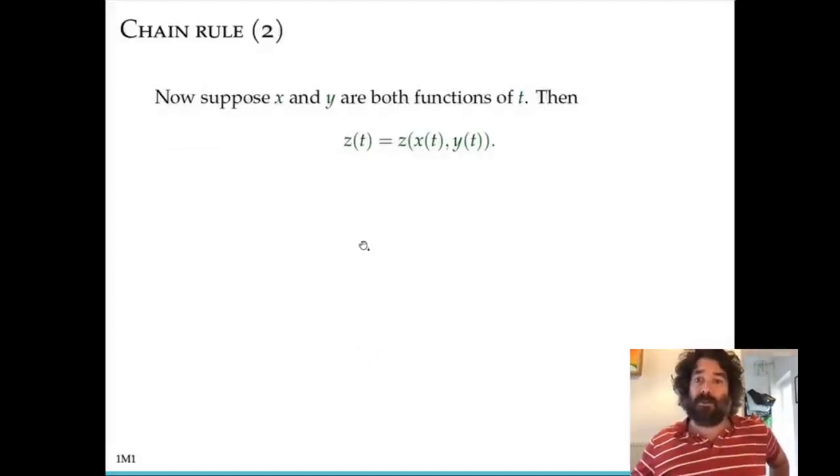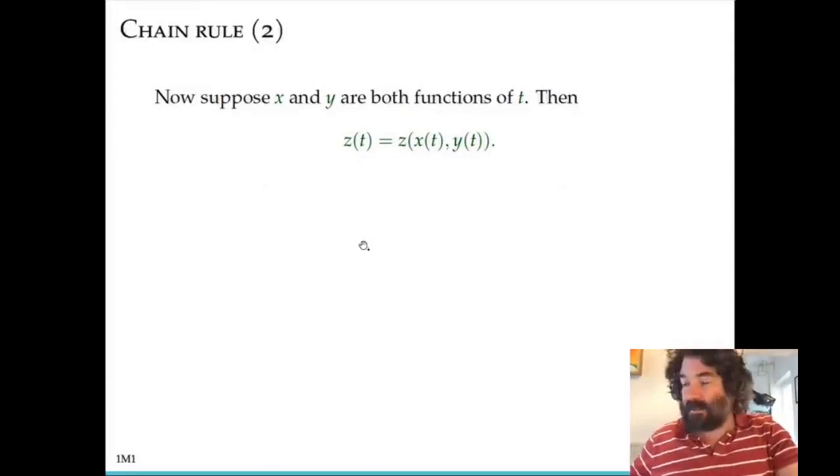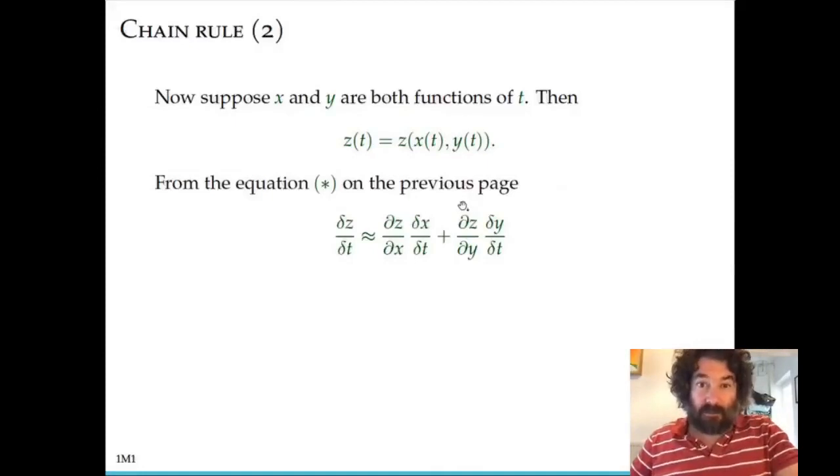Okay, so now suppose that x and y are also functions of t. And so in fact z is a composition of two functions. z is a function of t, but obtained as a composition of z, a function of two variables x and y, and then x and y each depend on t. Then, from the equation from the previous page, the change in z in the linear approximation is approximately the partial derivative of z with respect to x times delta x plus the partial derivative of z with respect to y times delta y.